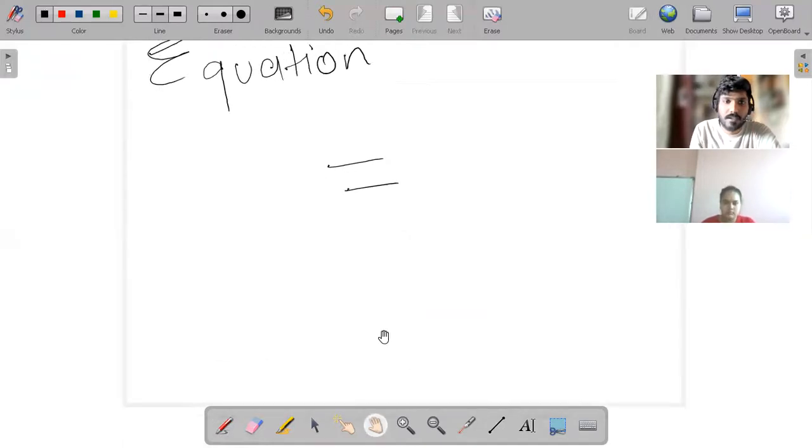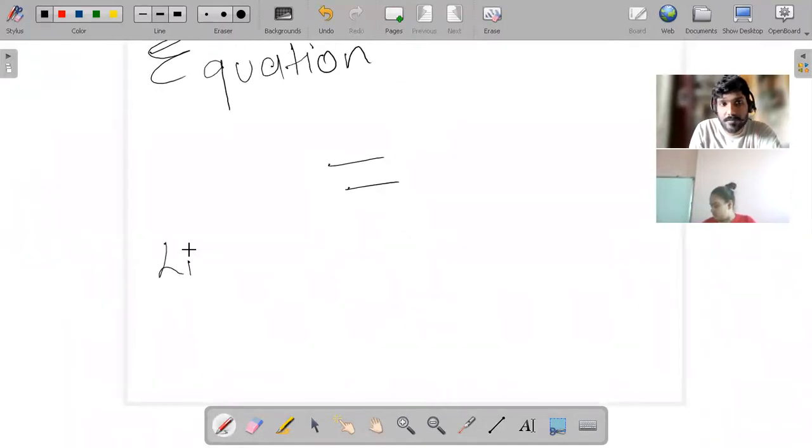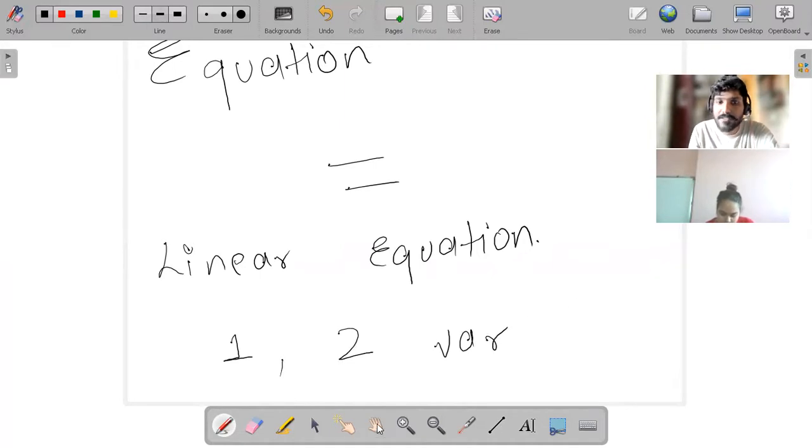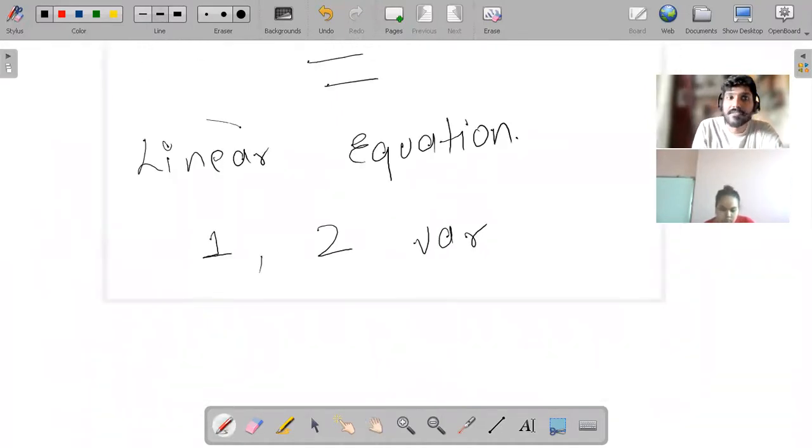Now, what is a linear equation? It has one variable. It can have two variables also. It can have one variable and it can have two variables also. But when will it be called linear?